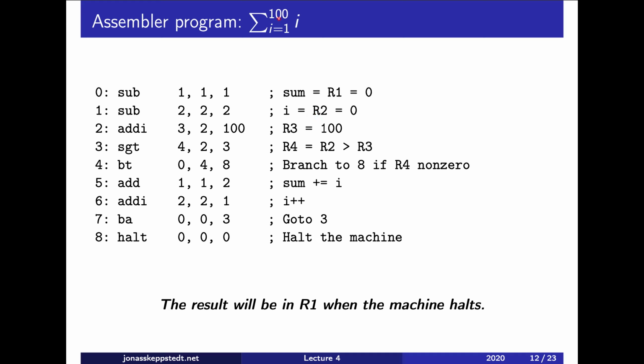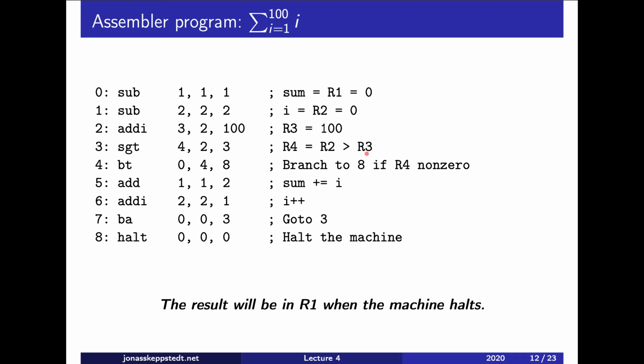Okay, then the upper loop bound we put in register 3, and we do that like this. And then what we want to do is to check if we should end the loop. And if we should, I mean if I has become 101, then we should branch to instruction 8, which is to halt the machine again.